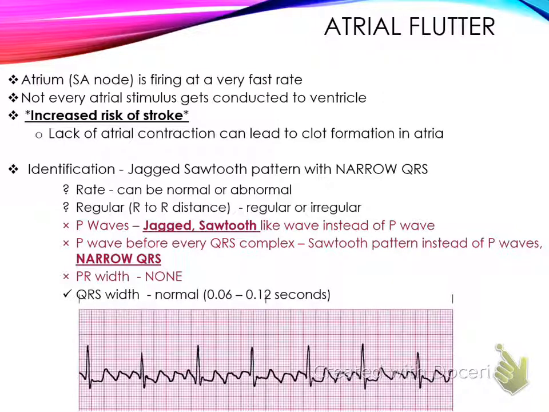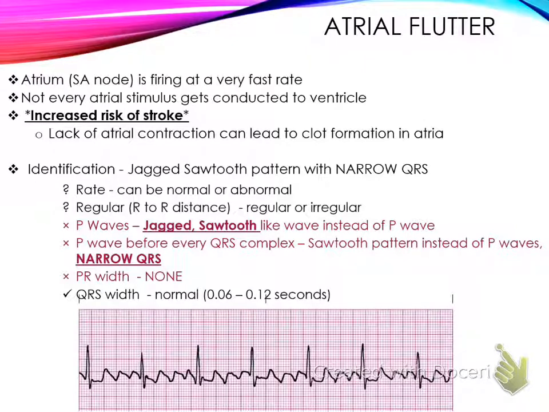This jagged saw-like pattern on your baseline is automatically atrial flutter. Okay? So if you see that wavy baseline and irregular, it's AFib. I told you all the irregular, this could be irregular, it could be regular. But this right here looks like sawtooth. That makes it a flutter.